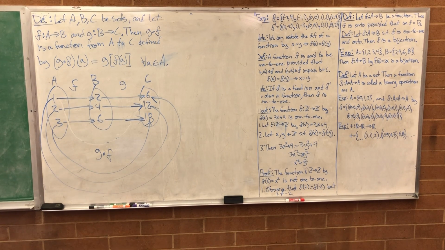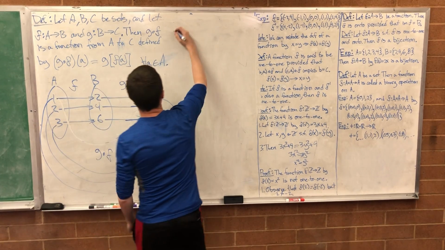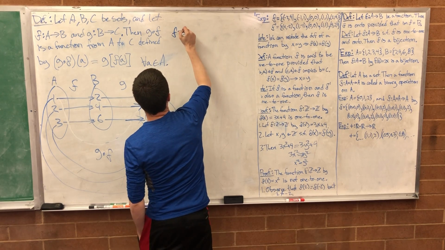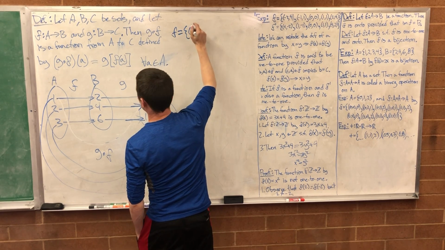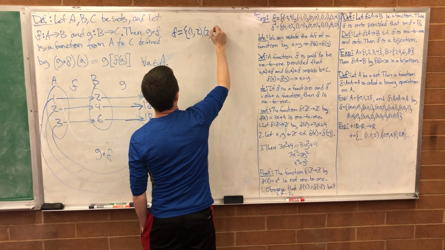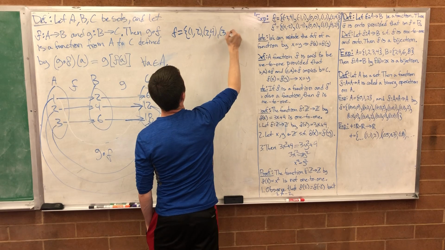There we go. So it's combining two functions into one function. So that's pictorially what it looks like. Let's write these out to help hammer the point home. So F was equal to, what's in F? 1, 2, 2, 4, 3, 6.